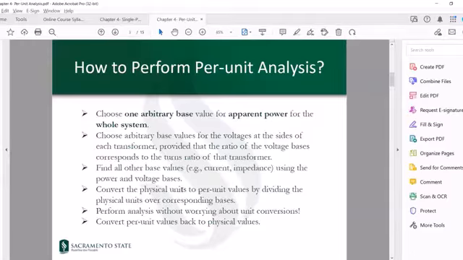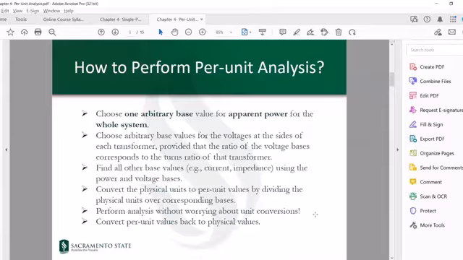Now, convert the physical units to per unit values by just dividing the physical units by the corresponding bases. So this is how you per unitize everything. Once you've chosen these bases carefully, the rest of the process is easy. You just divide whatever value you have in physical units by its corresponding base, and you get the per unit value.